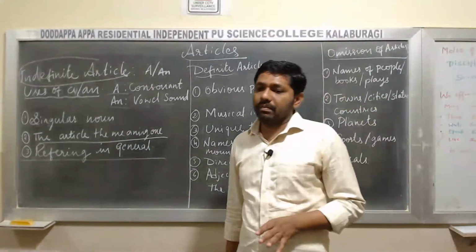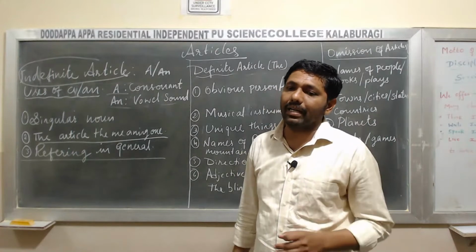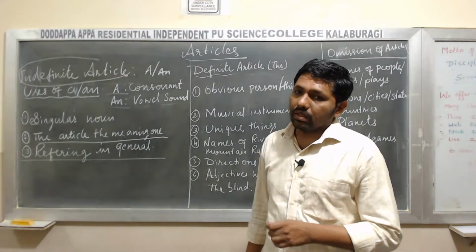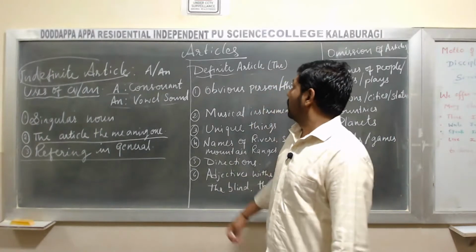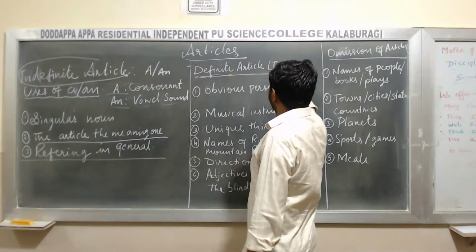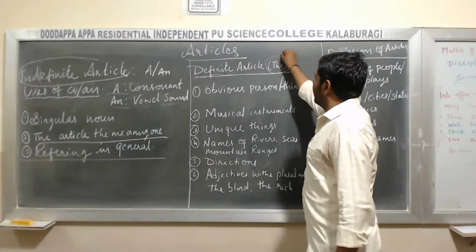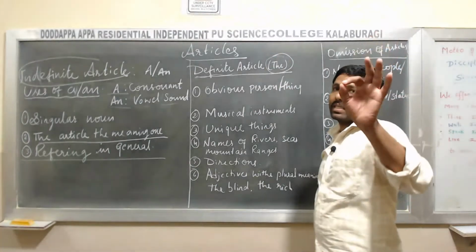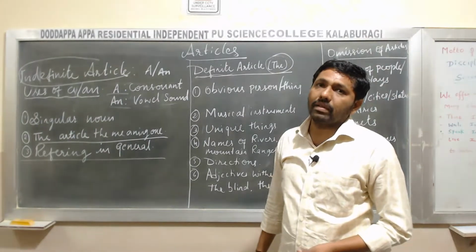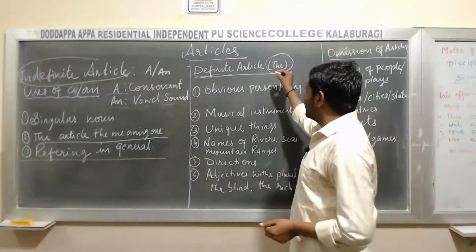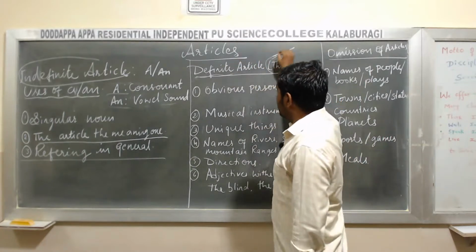Most of the time, we get confused about where to use the definite article and where not to use it. What do you mean by definite? The definite article is what makes a noun particular, specifically pinpointing that definiteness. That is called the definite article "the".